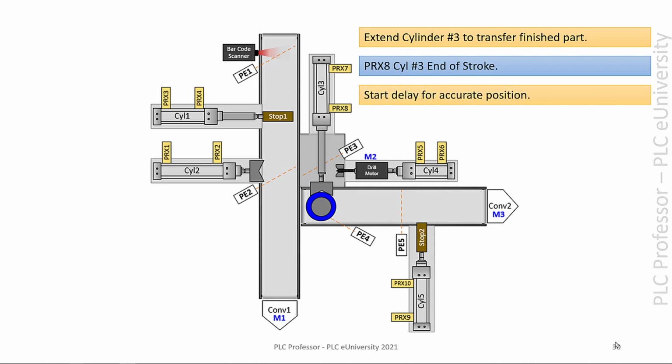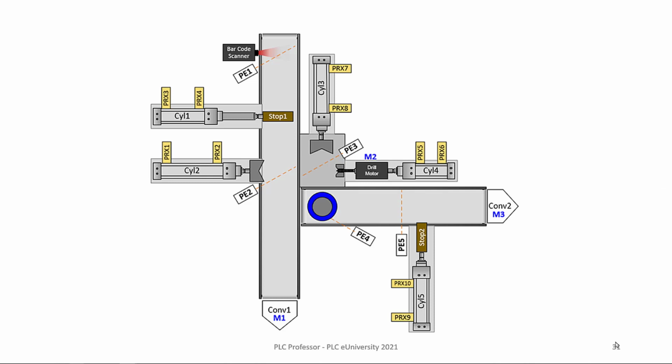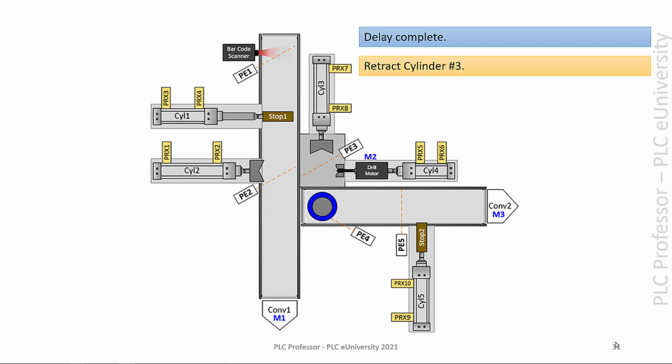Now let me explain. That Prox 8, when you adjusted it, everyone's going to adjust it slightly differently. So we want to make sure that cylinder 3 has come to a rest with that part out on the conveyor. So we add a little delay. Once you see Prox 8, we add a little delay just to make sure it's fully extended and settled. And then once the delay is finished, we retract cylinder 3, and the part is out on the conveyor.